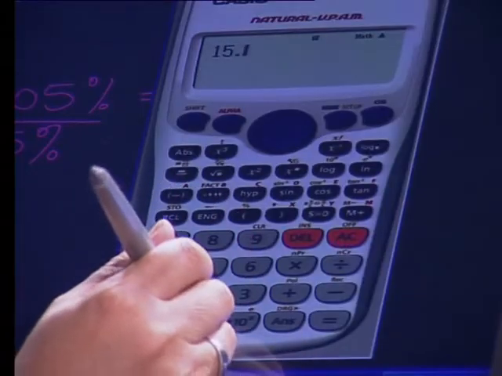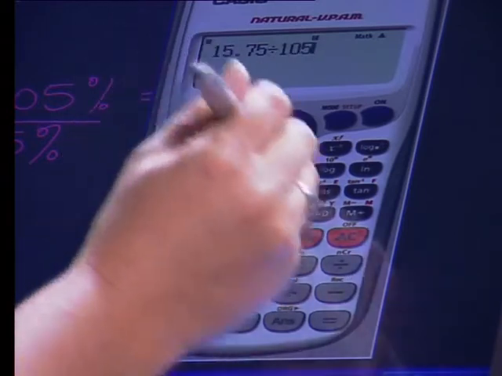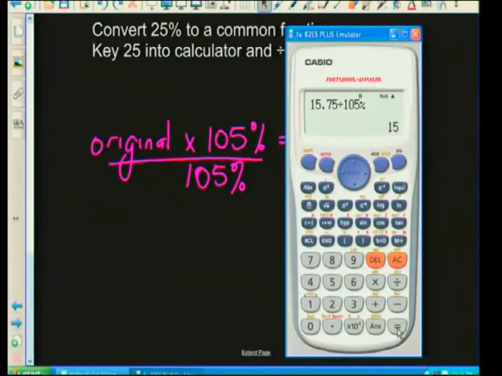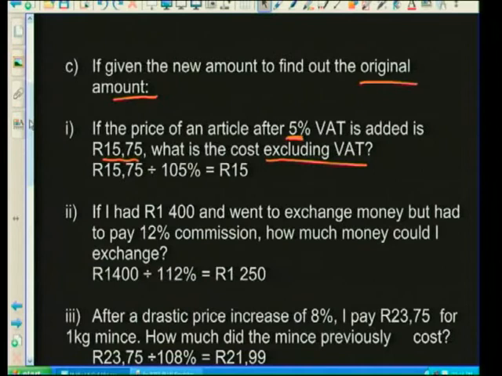On your calculators, we will take our 15.75 and divide it by 105%, and we see that we get 15 Rand. So let's go back up to our notes and see that it's already been calculated for us. We divide, and that's the reason we divide. That's the reason we divide, and it was 15 Rand.